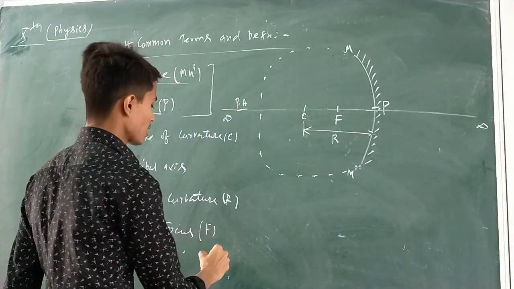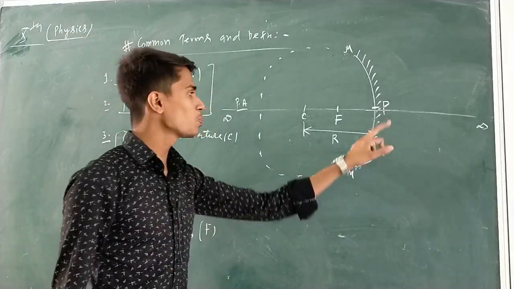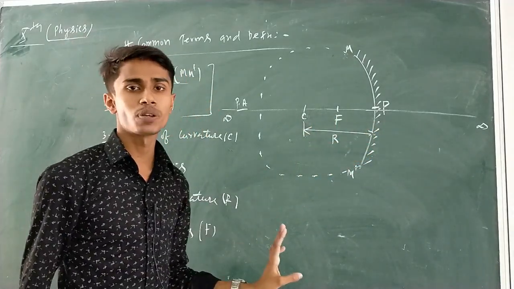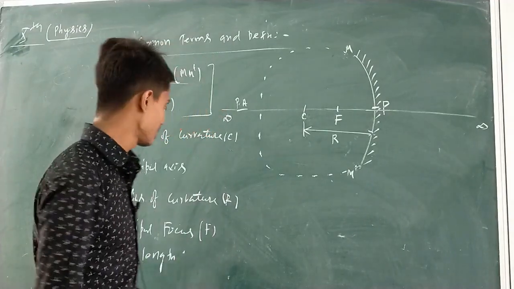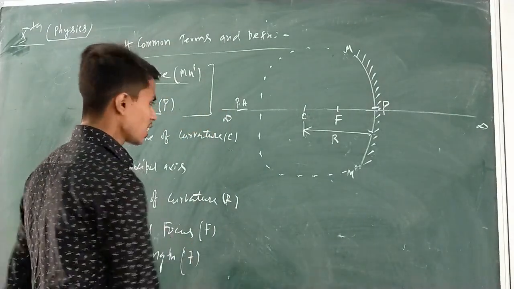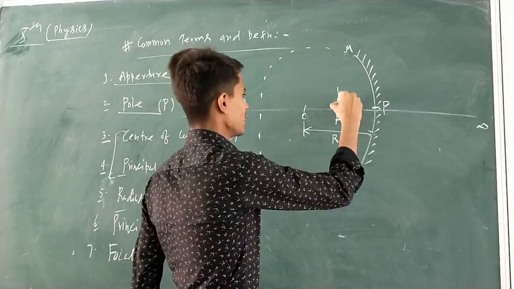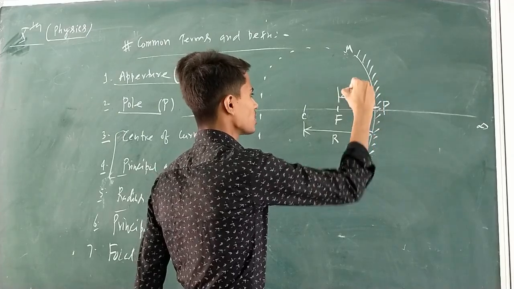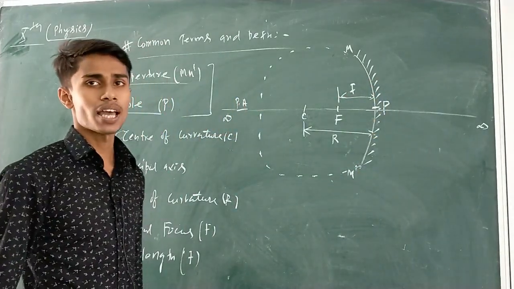How could you define focus of a concave mirror or a spherical mirror? The midpoint of the radius of curvature on principal axis is called principal focus. It is represented by capital F. And listen, focal length is represented by small f, and the distance between pole and focus is called focal length, represented by small f.